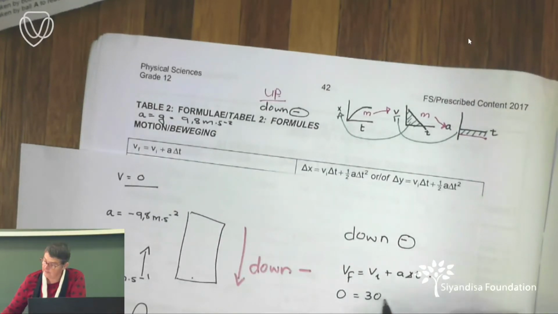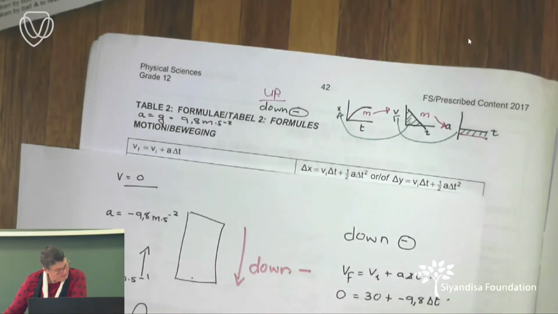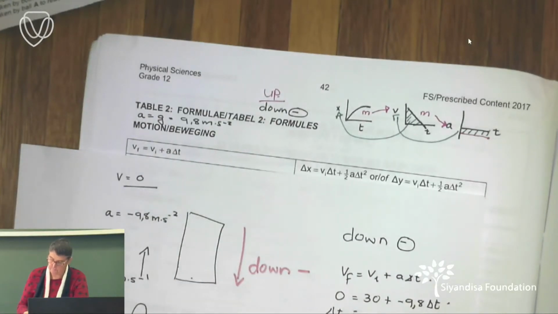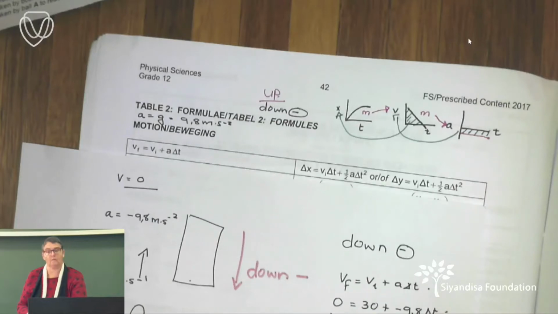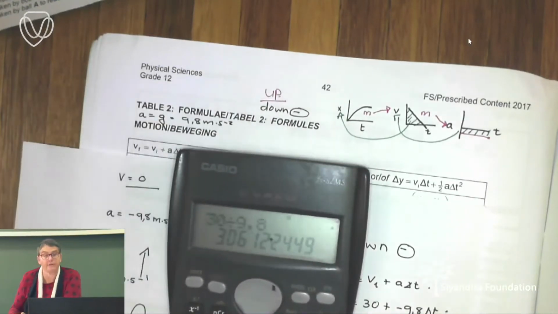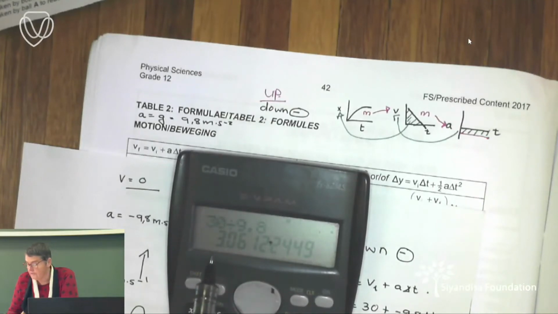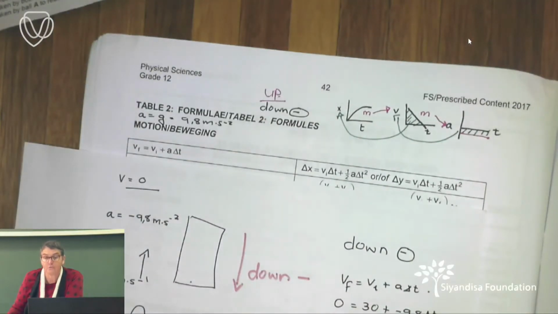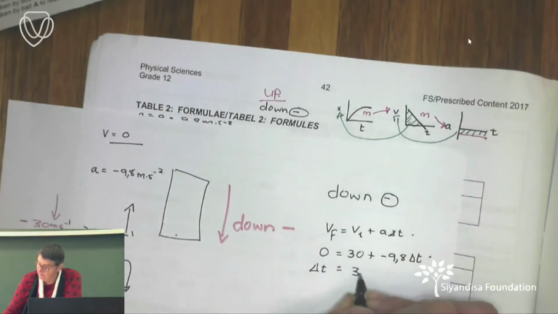V initial is 30 plus negative 9,8 delta T. And that means that I am going to get an answer, so I'm going to say 30 divided by 9.8, and I'm going to get an answer of 3,06. Please make sure, look, this is 3,0612. So it's 3,06. Please do not make it 3. It clearly says you have to round off to 2. So delta T is going to give me 3,06.